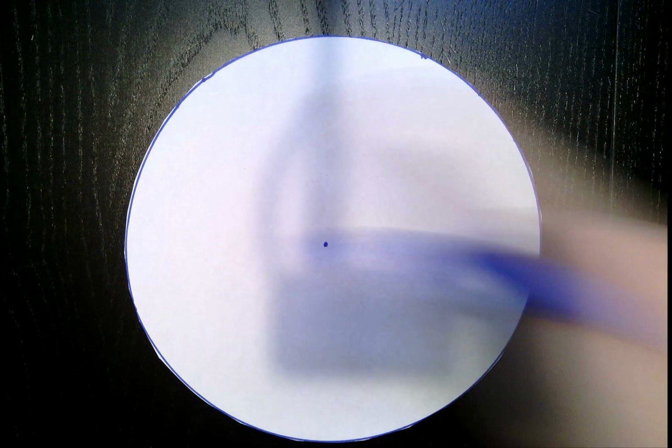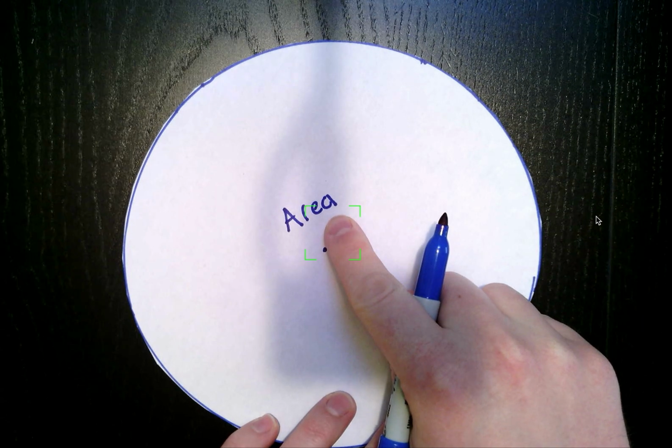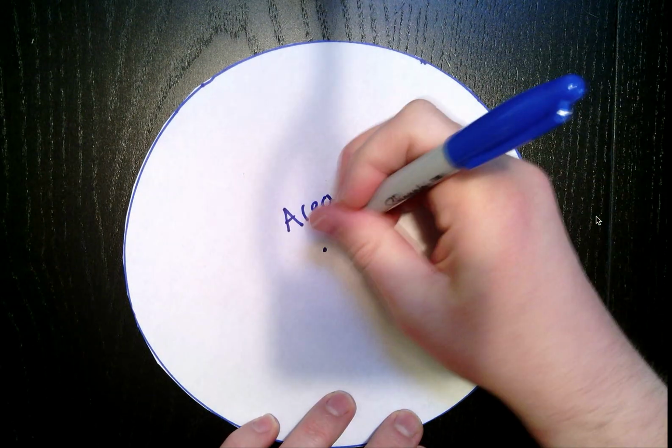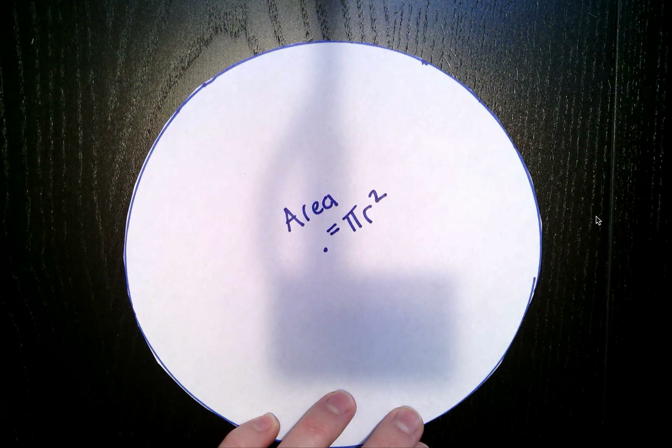So here I have a whole circle, right? And by circle, we're really specifically talking about that blue outline. And we know some things, and we've always known it, right? The area of this circle, that's always going to be equal to pi times r squared.